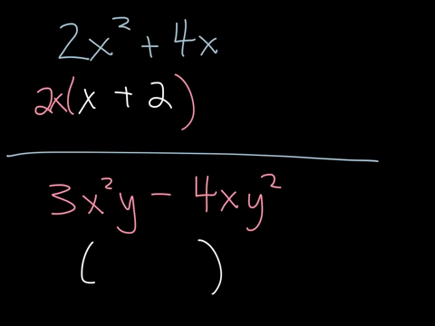So we've got x squared and x. We can take an x out. And then we have y and y squared. We can take a y out. So xy times what gives us this? Well, we need a 3, that's for sure. And if we took xy times 3, we'd have 3 times xy. But we want 3 times x squared y. So what else do we need? We need another x.